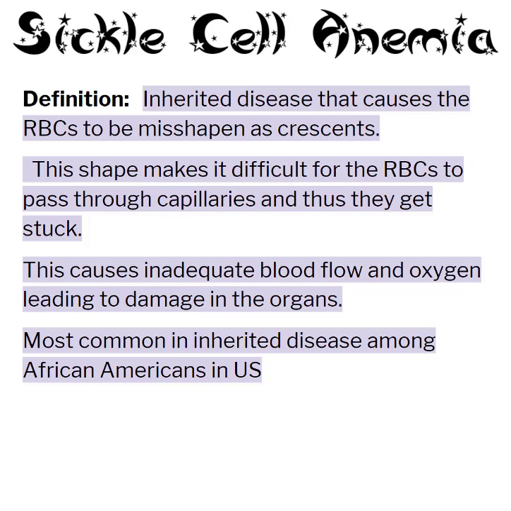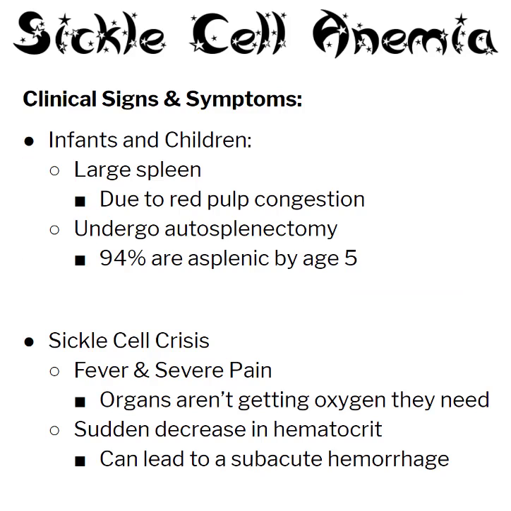As I mentioned before, sickle cell anemia is an inherited disease. It happens to be the most common inherited disease among African Americans in the United States. Sickle cell anemia is going to first present in infants and children. Again, these children have inherited this disease from the moment they were born. They already have these misshapen red blood cells. It just kind of depends on how the body handles them.